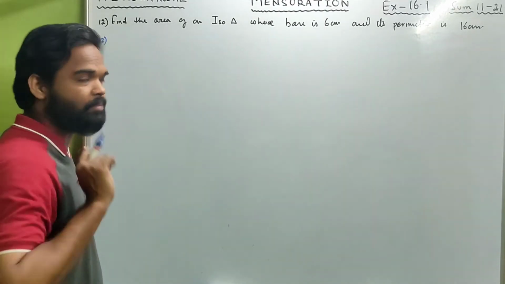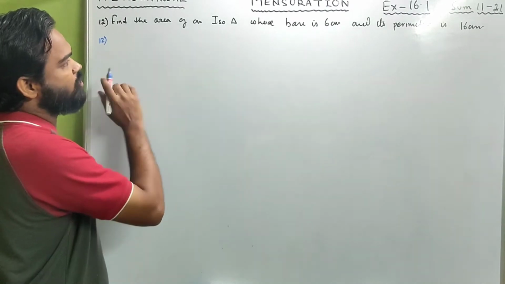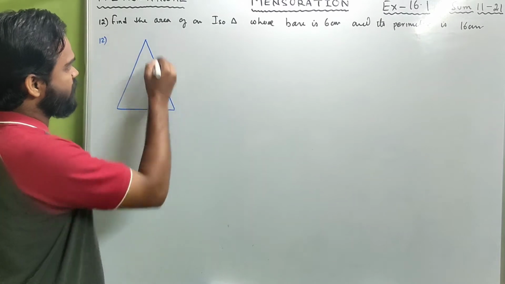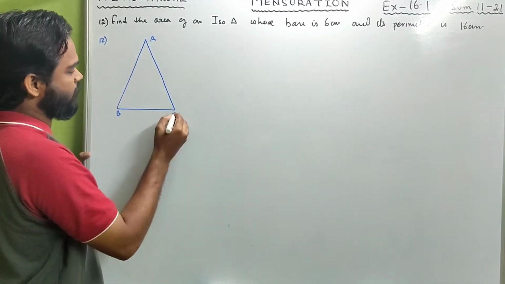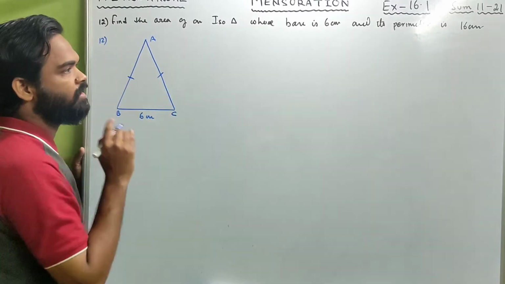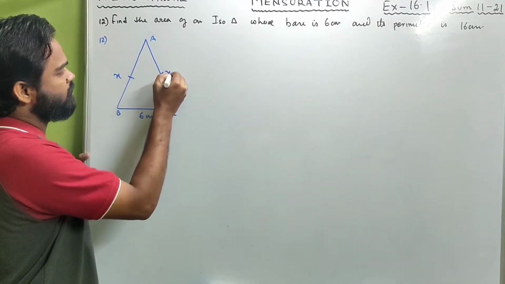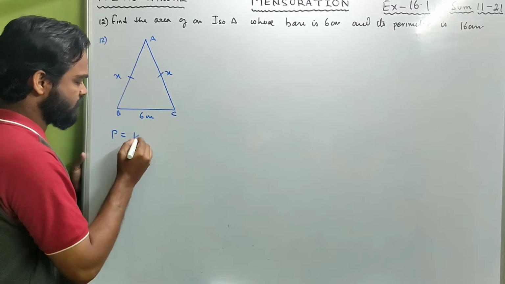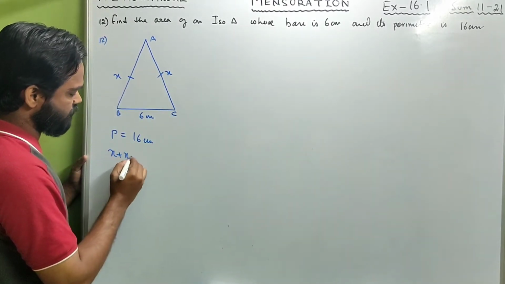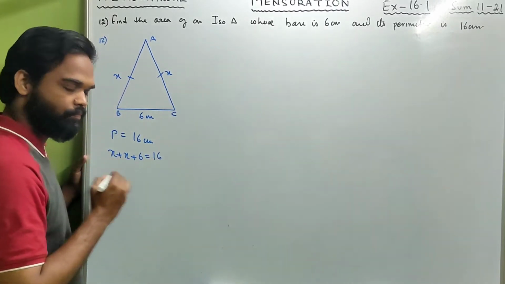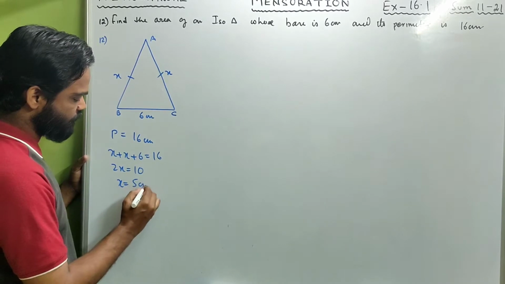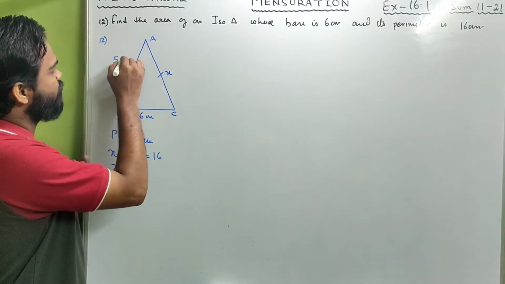Now look at this sum, sum number 12. Find the area of an isosceles triangle. So I'll draw an isosceles triangle whose base is 6 centimeter. This is 6 centimeter. Suppose AB and AC are equal. Perimeter is 16. So suppose this is X, this is X. Perimeter is 16. What does it mean? X plus X plus 6 is equal to 16. Which means twice of X is 10 and X is 5 centimeter.